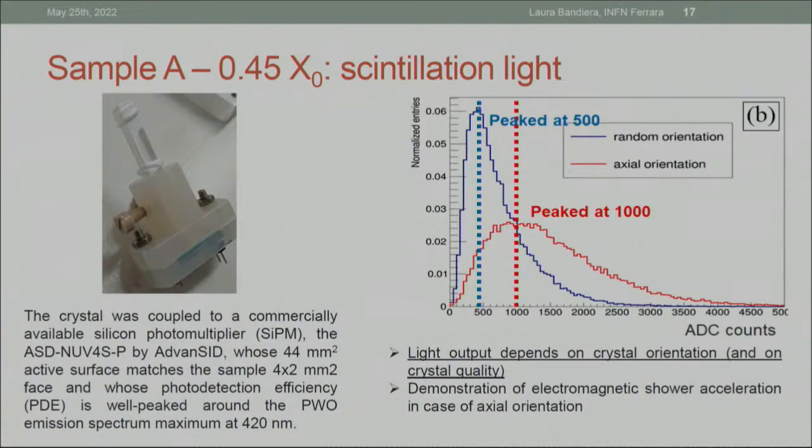We coupled the crystal with a commercially available silicon photomultiplier, and we measured directly the enhancement of the light output. You see that it peaks at double with respect to the random orientation, which is the blue one, and the axial orientation is the red one. So this is basically a demonstration that the shower is accelerated, because you are measuring the enhancement of the secondaries inside the scintillator.